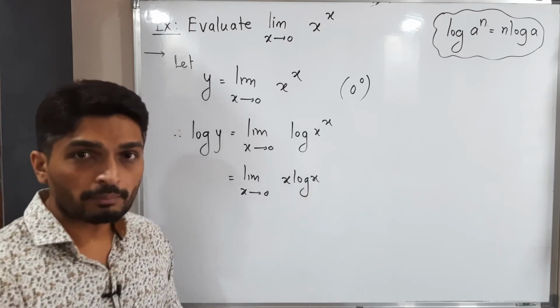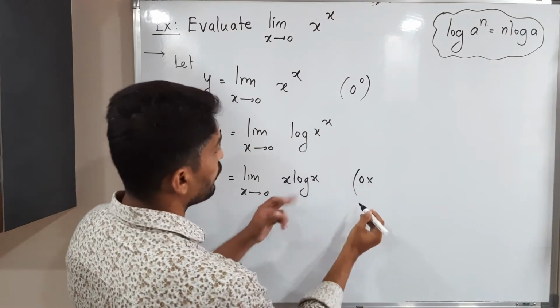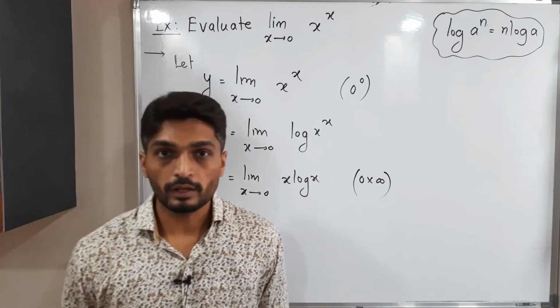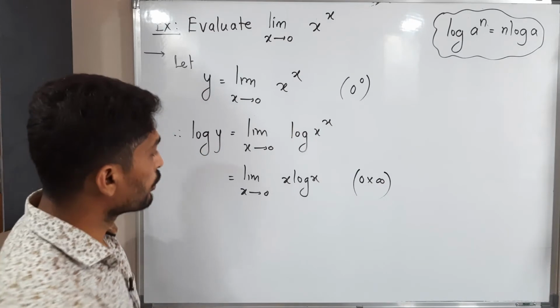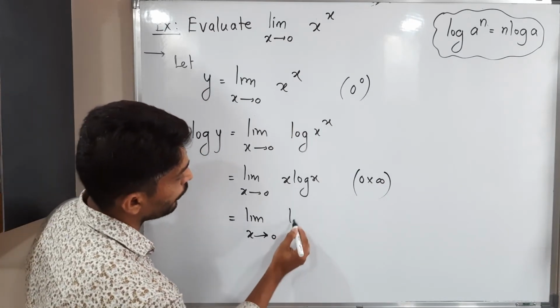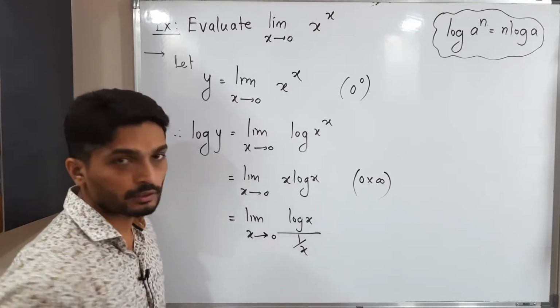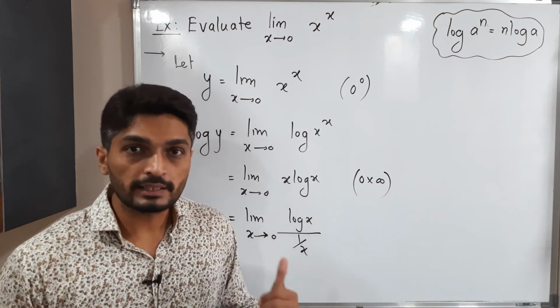Now if I apply the limit, what will happen? x is equal to 0 and log 0 is minus infinity. That means we are getting 0 into infinity form. What we want is 0 upon 0 or infinity upon infinity, so we need to work more on that. What will I do? Limit x tends to 0 of log x, I will write this x as 1 by x in the denominator. That means x is in the denominator of the denominator, so basically it is in the numerator.